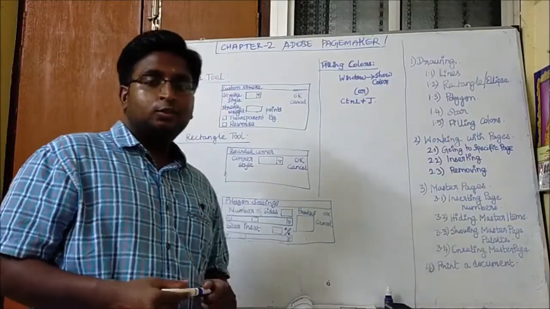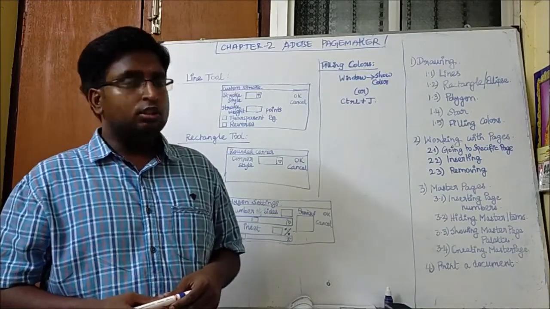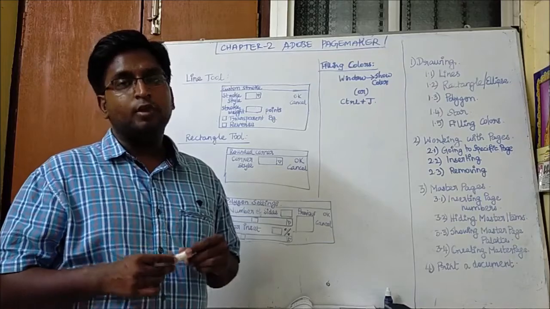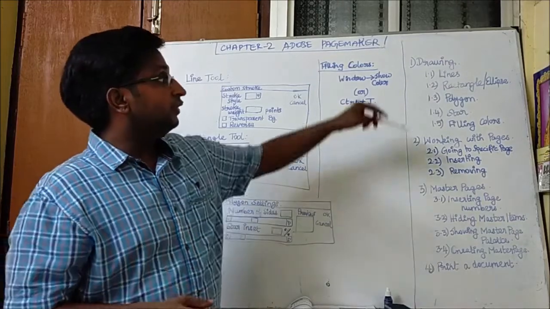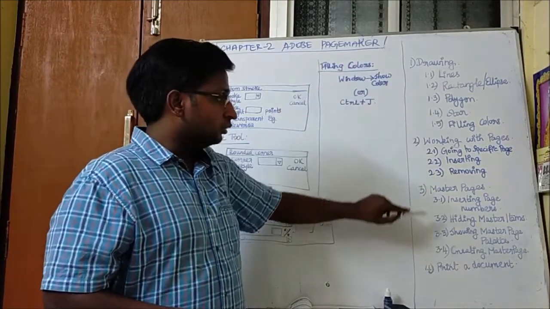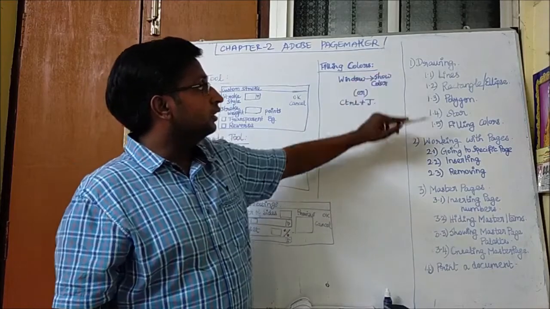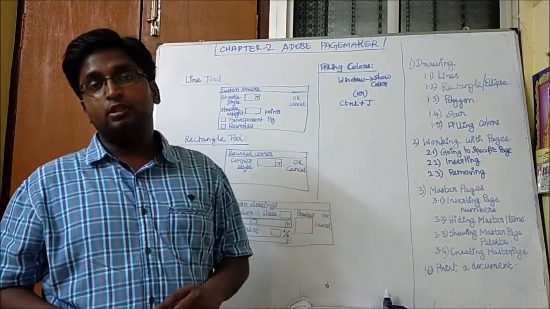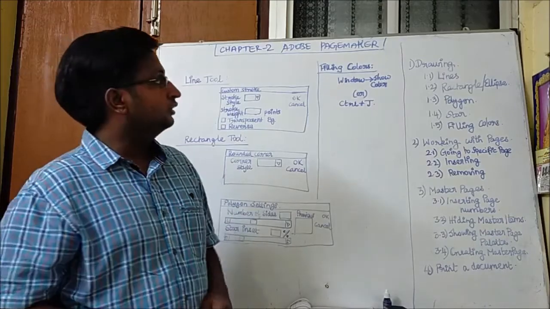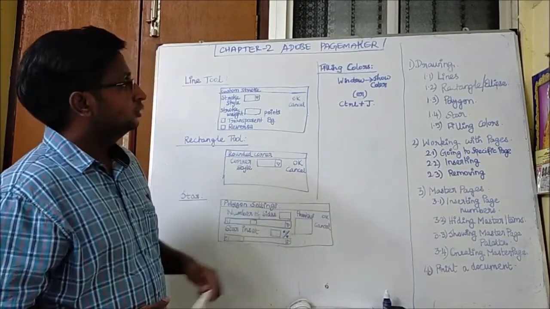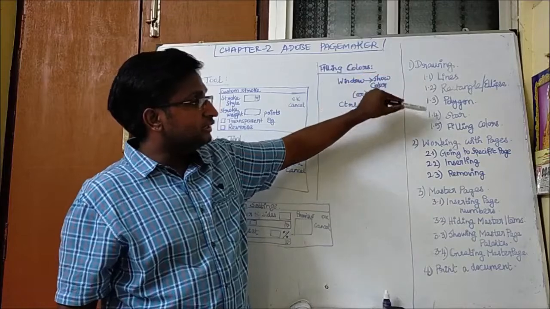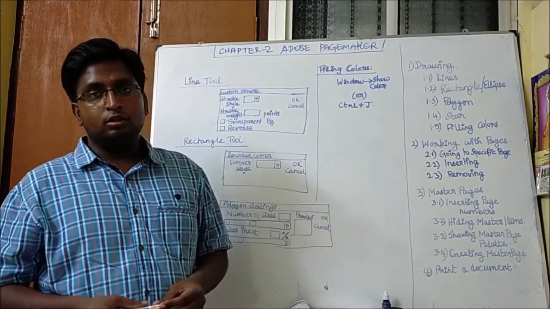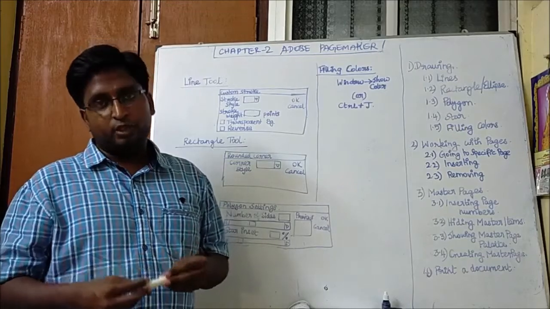Good morning students. Today we are going to see the third video of chapter 2, Adobe PageMaker. In this video we are going to discuss these topics: drawing, working with pages, master pages and printer document. Starting with drawing, with the help of the various tools available in PageMaker, we are going to draw various shapes that we need.